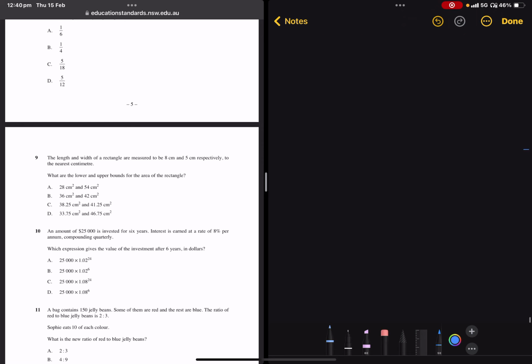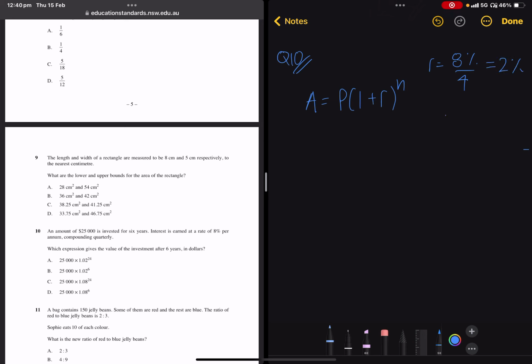So last question in this set, question 10. An amount of $25,000 is invested for 6 years. Interest is earned at a rate of 8% per annum, compounding quarterly. What expression gives the value of the investment after 6 years in dollars? All right. So we have A is P times (1 plus R) to the power of N. Now we are told 8% per annum compounded quarterly. This means the rate is 8% divided by the number of quarters in a year. So the rate is 2%.